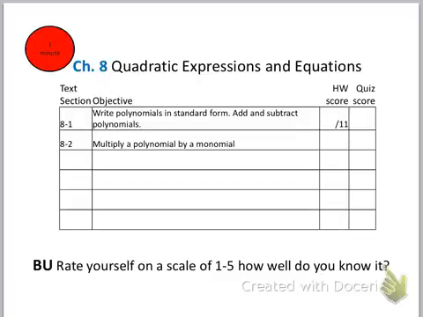Okay, ladies and gentlemen, yesterday we did adding and subtracting, so guess what we're doing today? Multiplying. We're going to multiply a polynomial by a monomial. Those sound like scary words, but let's check and see what's going on.